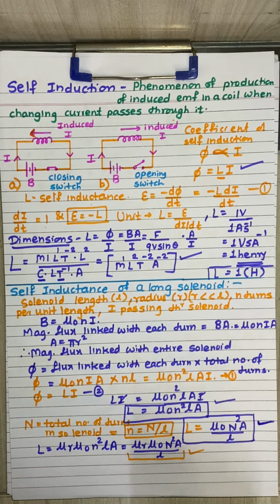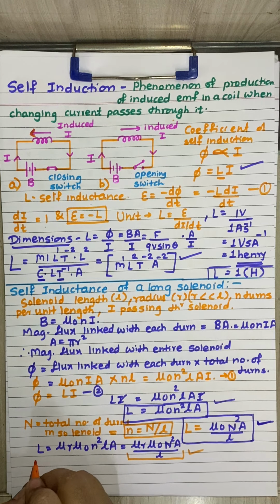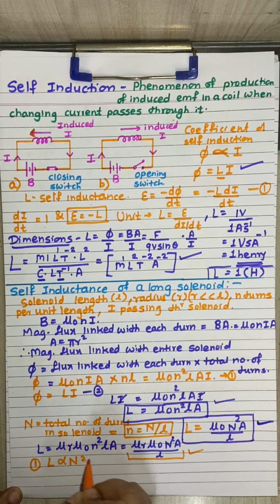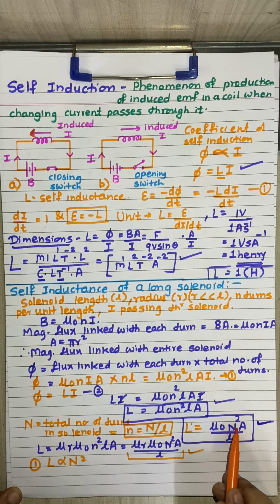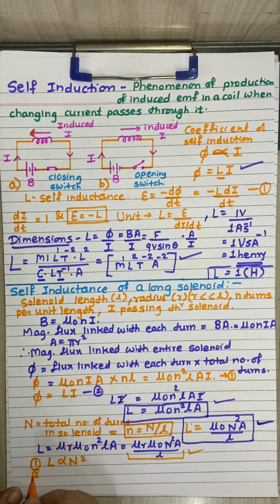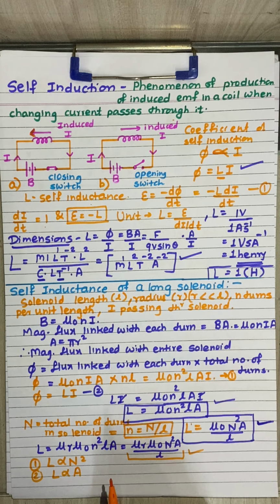Now what are the factors affecting the self inductance? Obviously we can see from the formula that the factors are, number one, the number of turns, that is L is proportional to n square. The second factor is that L is proportional to area. The larger the area of cross section, the larger is the self inductance. Also, the larger the number of turns in the solenoid, the larger is the self inductance.